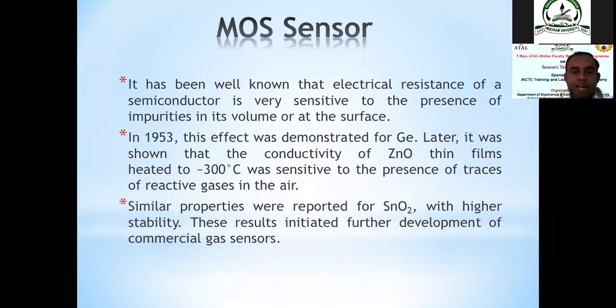Here metal oxide is one word, meaning we are using an oxide of a metal and then a semiconductor for the sensing purpose. Normally we know that the electrical properties of any semiconductor are sensitive to many things. Like the electrical resistance of a semiconductor is very sensitive to the presence of impurities, because if we change the impurity, obviously the resistance will change. It may be in the volume or it may be on the surface.